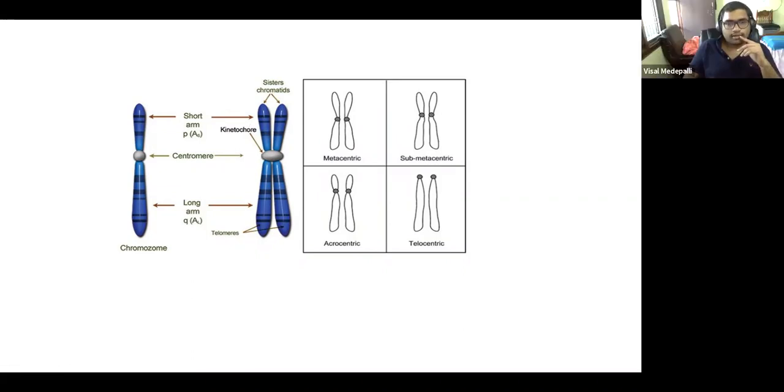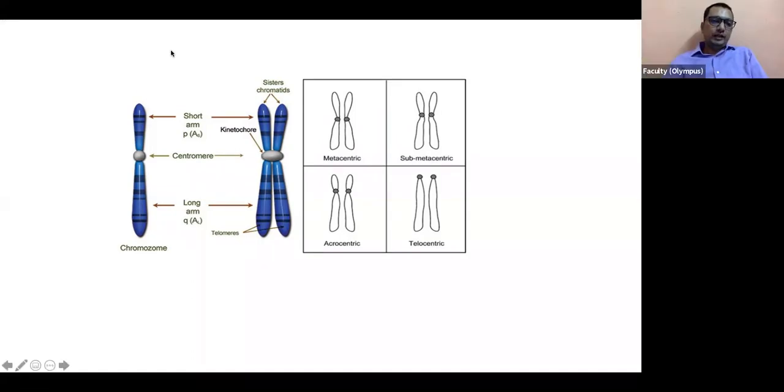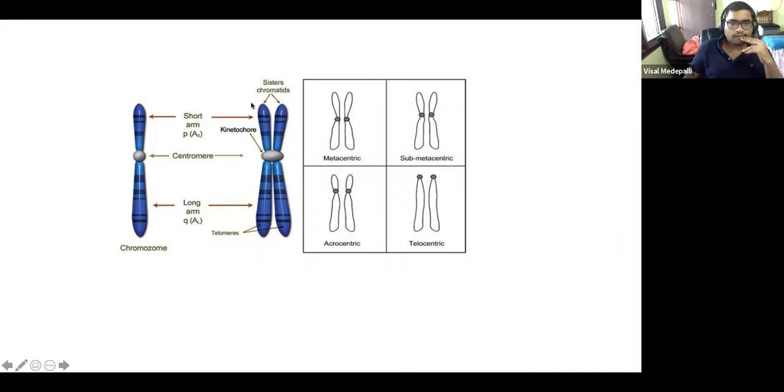It's duplicated. It's a duplicated chromosome. Okay. DNA got replicated, forming another chromatid. How are these 2 chromatids called? Sister chromatids. Sister chromatids. And this is a very important picture.